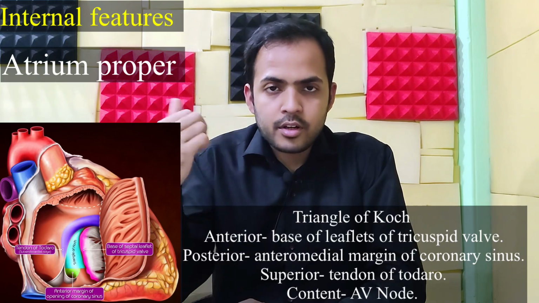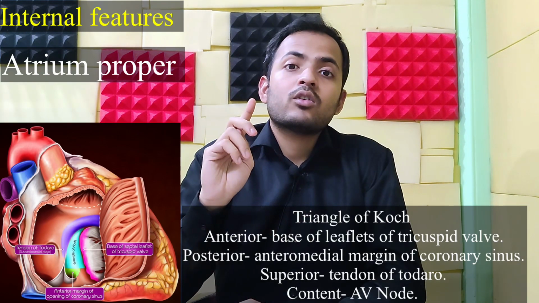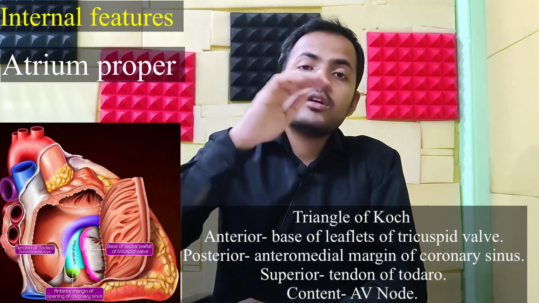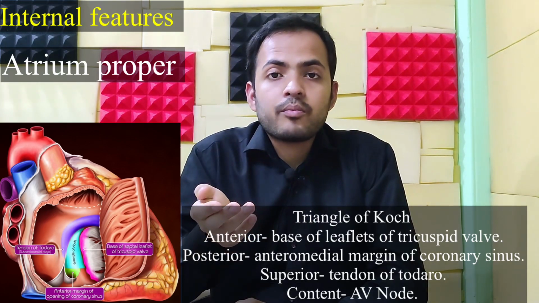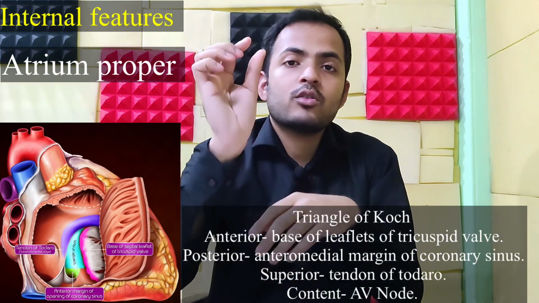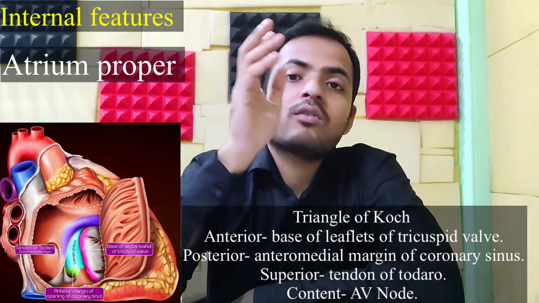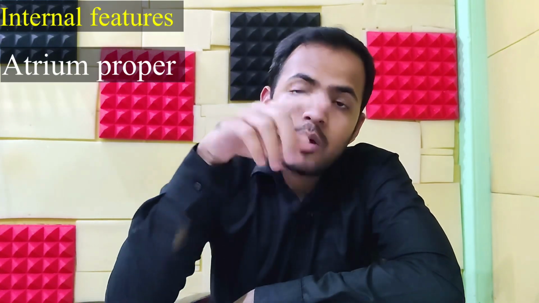I will talk about this valve later. Posteriorly by the anterior medial margin of the coronary sinus, and superiorly by the tendon of Todaro. Anyway, I will talk about these structures later. Just you know about this. AV node lodges in this triangle of Koch. Okay, so SA node, AV node, I will talk about these things later in physiology chapter, not here.